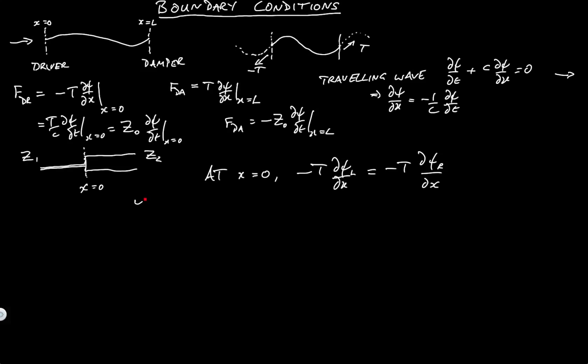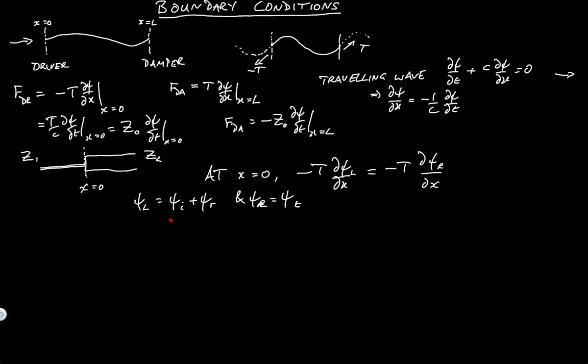So now we have that psi L is equal to psi incoming plus psi reflected, and we have that psi on the right hand side is psi t, the transmitted wave.